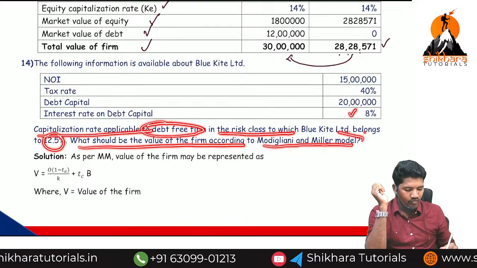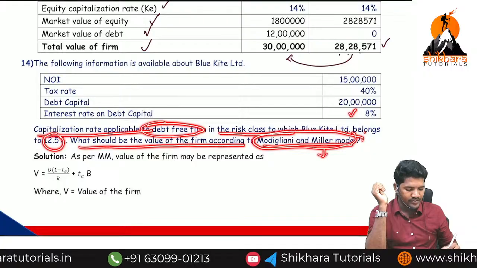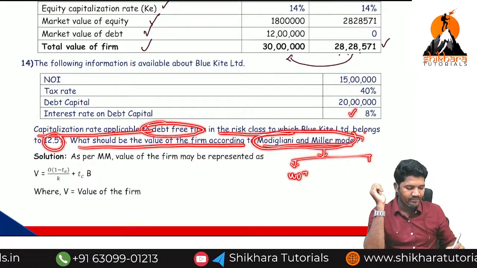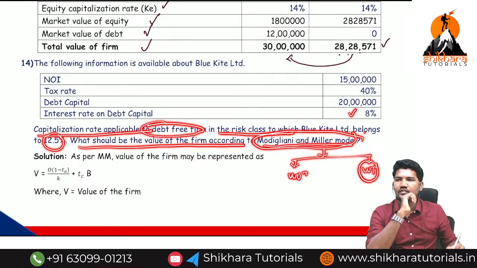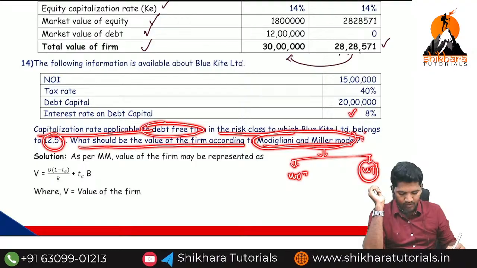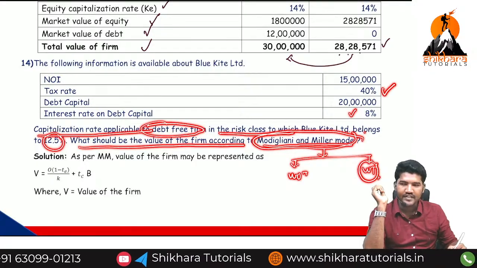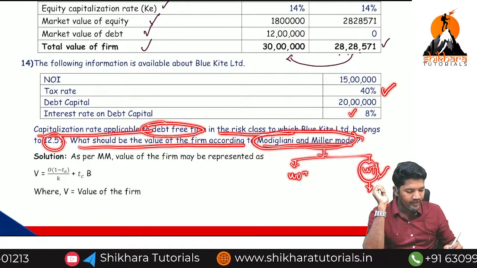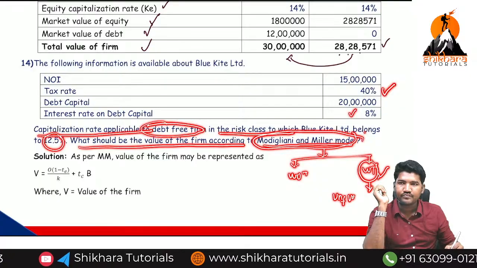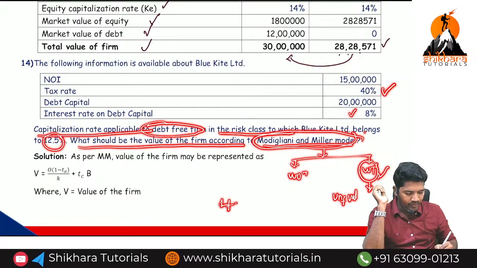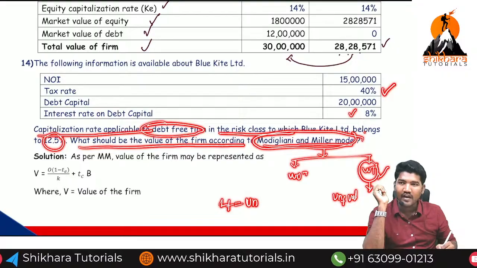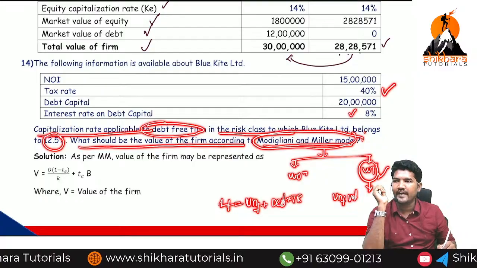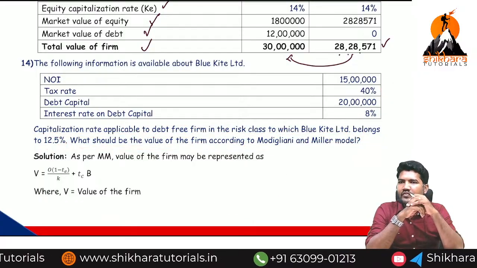If they provided the words Modigliani and Miller model, you have to decide which method it covers, without tax or with tax. Now tax rate is given in the question. Now which model is it? With tax. If it is with tax, first you have to figure out unlevered firm value. Why? Because if you want a levered firm, first you need to consider what? Unlevered firm plus debt into tax rate. Guys, clear?